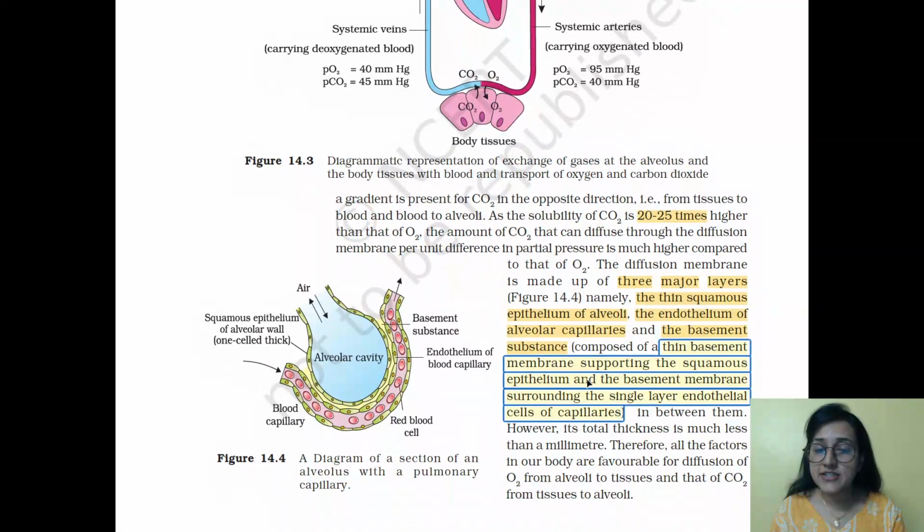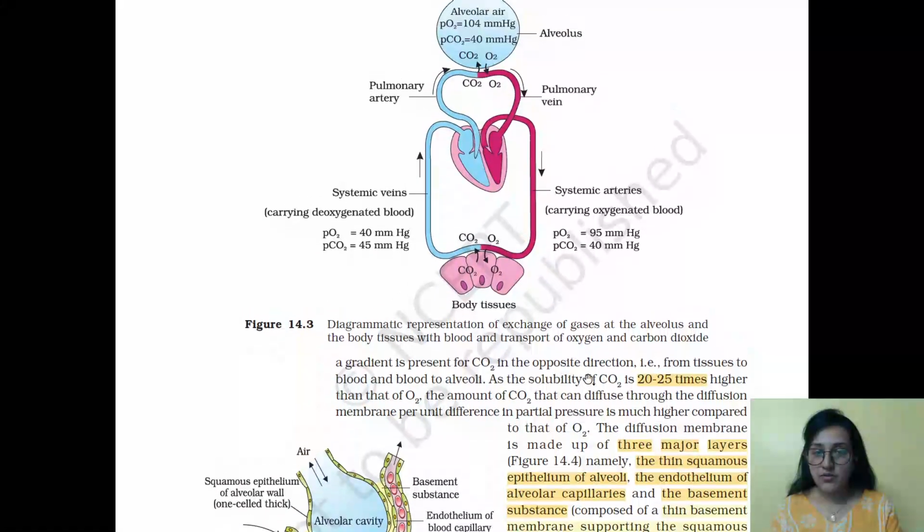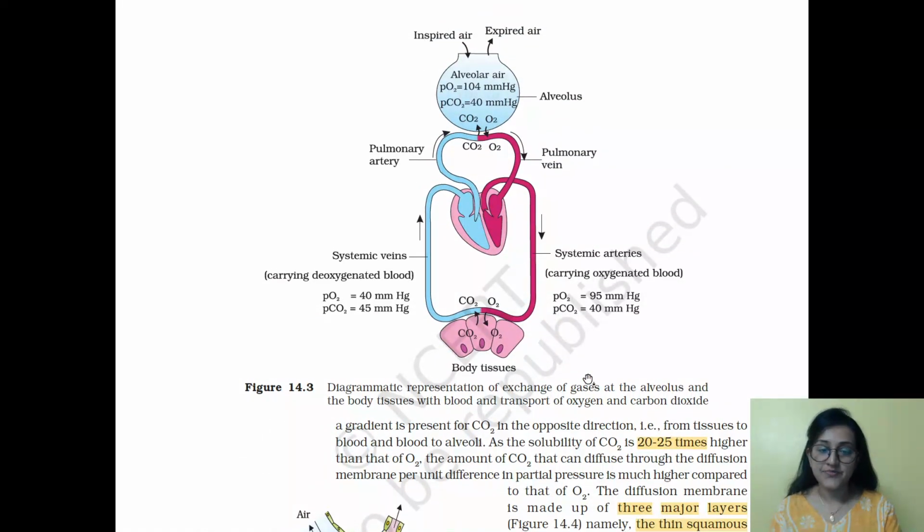Similarly, a gradient is present for carbon dioxide in the opposite direction, that is from tissues to blood and blood to alveoli. As the solubility of carbon dioxide is 20 to 25 times higher than that of oxygen, the amount of carbon dioxide that can diffuse through the diffusion membrane per unit difference in partial pressure is much higher compared to that of oxygen. Now, we are going to study this diagram.